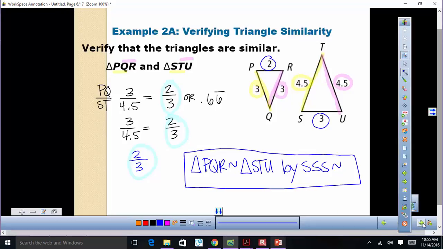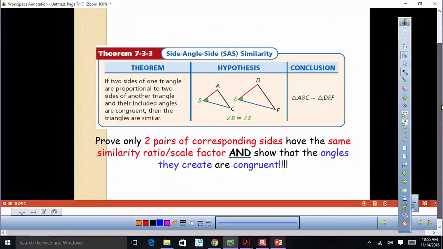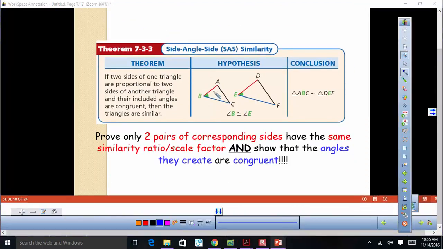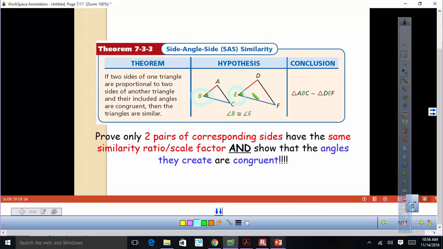All right, let's talk about the next type. So the next type is side angle side. So this time I'm going to have two sides that have similar ratios, and I'm going to have one angle that's congruent. Does everybody see that this angle right here, B, is between the two sides, like it's connecting the two sides, as well as E is between the two sides here. The angle has to be between the two sides for it to be side angle side. Okay? Hence why B and E are highlighted here, because they're in the middle. Okay? Let's try an example of this.